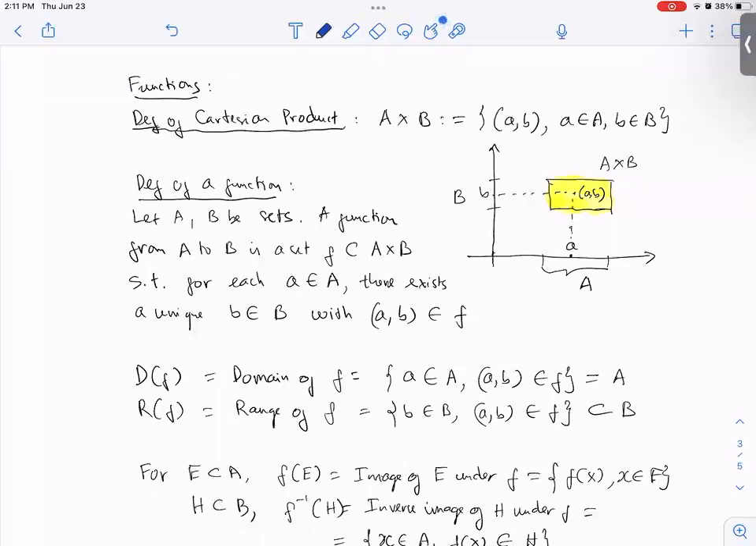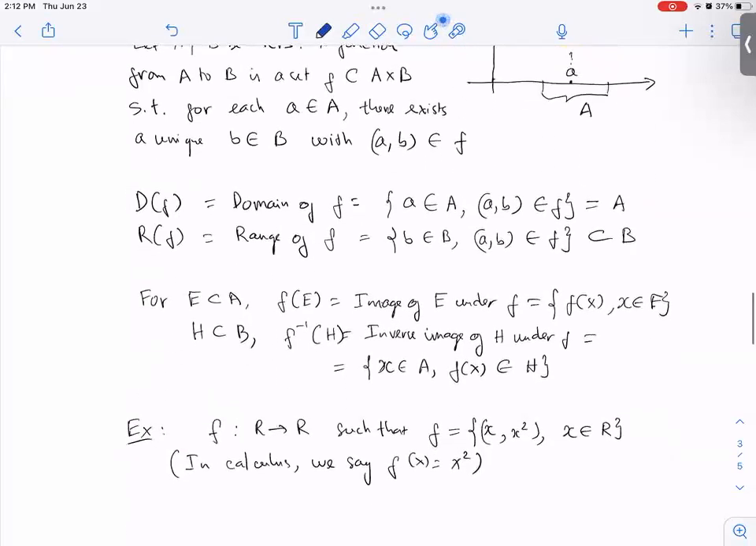So the function is defined as follows. Let A be a set. A function from A to B is a set F, which is a subset of the Cartesian product A times B, such that for each a in A, there exists a unique b in B with the pair (a, b) inside this set F. So a function is basically a subset of the Cartesian product.